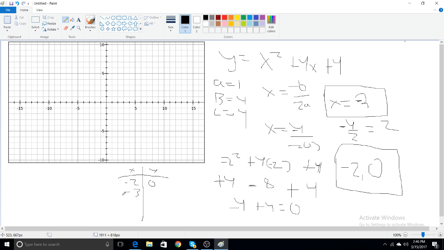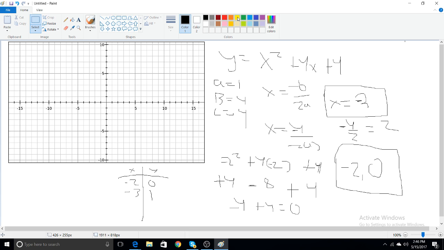Plug in -3. Okay, so we plug in -3 squared plus 4 times -3 plus 4. So -3 times -3 makes a positive 9 plus, 4 times -3 is -12, and we have plus 4. So 9 minus 12 is -3, plus 4 is 1. So that is that point.